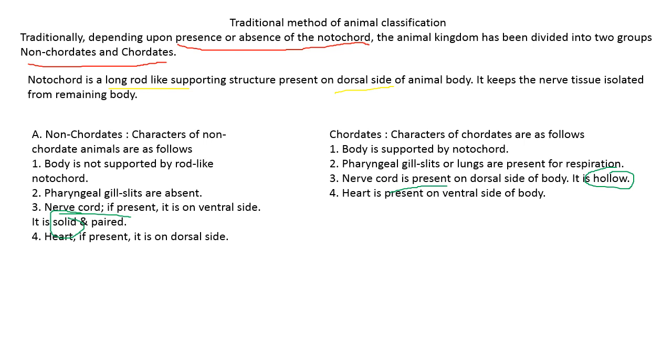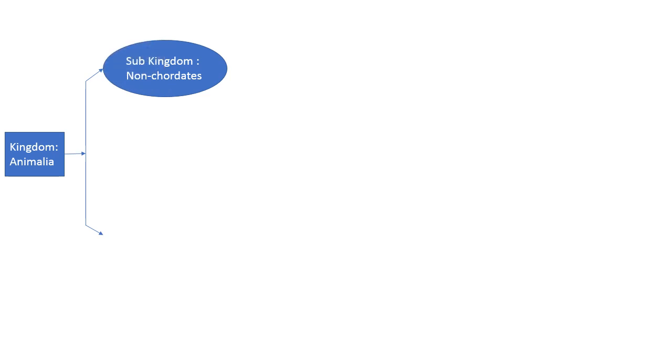So this is the main classification of the kingdom Animalia based on the notochord. The kingdom Animalia is classified into two subkingdoms, the non-chordates and chordates, and then further classified into different phyla. We'll see that in the next slide. So see, first we have the kingdom Animalia, which is classified into the subkingdoms non-chordates and chordates based on the presence or absence of a notochord.